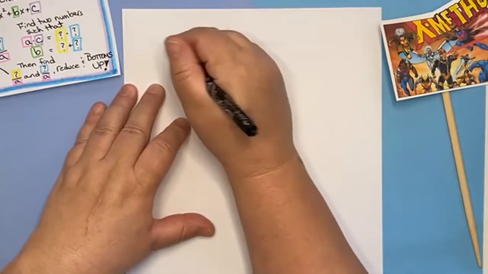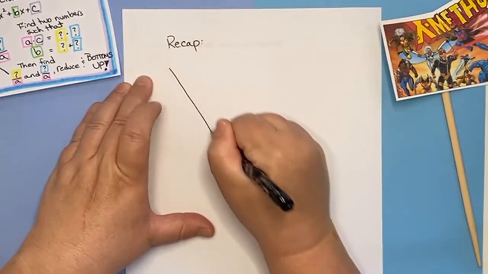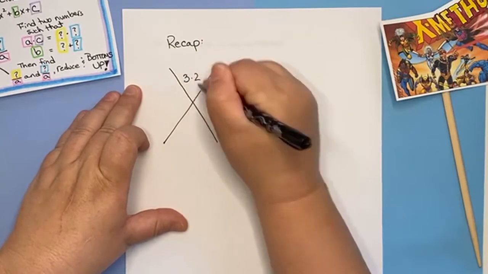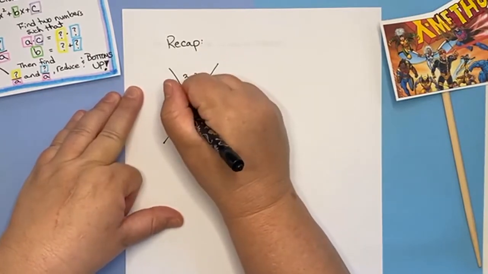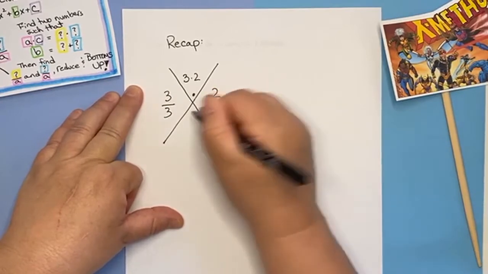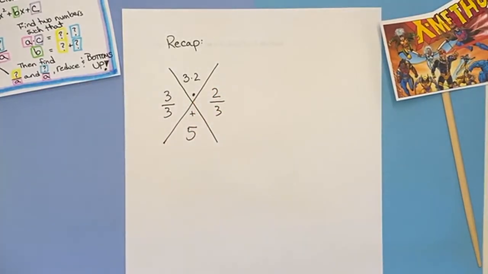So to recap, I have an x, and I had 3 times 2 with multiplication. I have 3 over 3. I have 2 over 3. And I have a plus and a 5. That's what my x looks like. Doesn't it look fancy? Doesn't it totally look like we could be summoning math demons? We totally can.